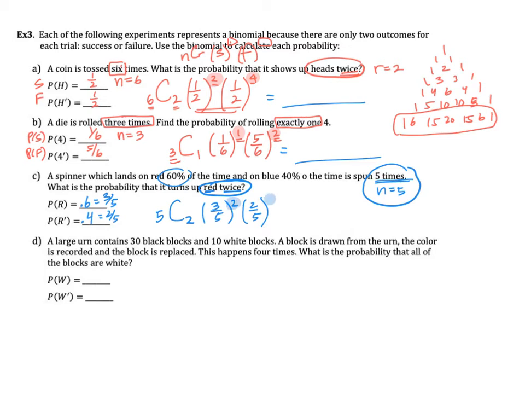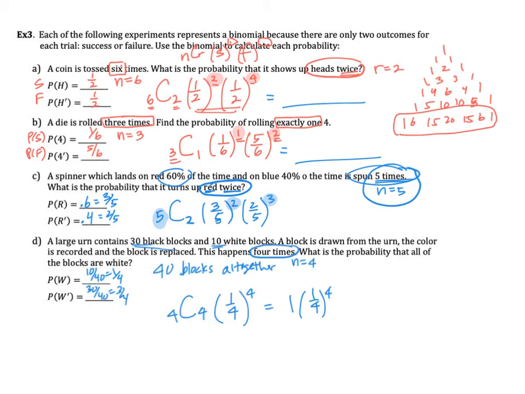Well, again, these two numbers need to add up to give you n. So if your success has to happen twice, then your failure is going to happen 3 times because we're spinning the spinner 5 times. So then you would calculate this. All right, try the last one on your own. Pause and try the last one.